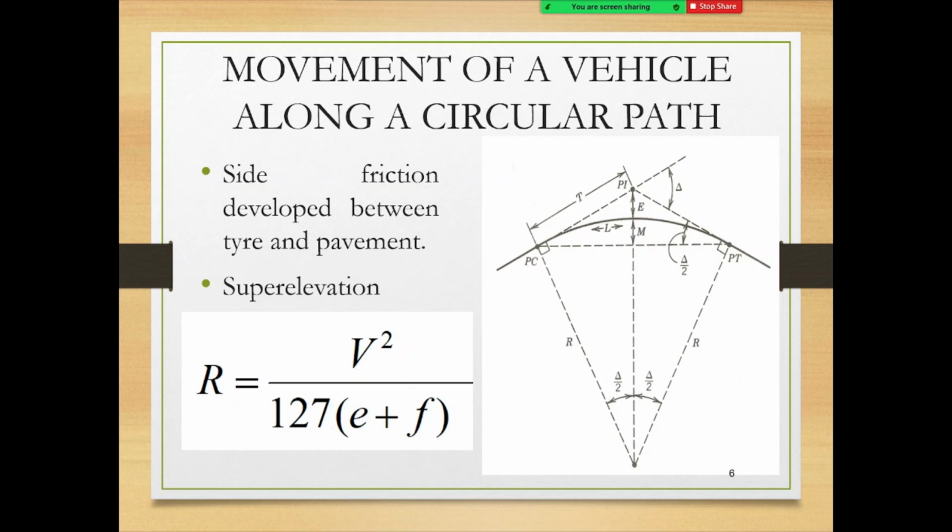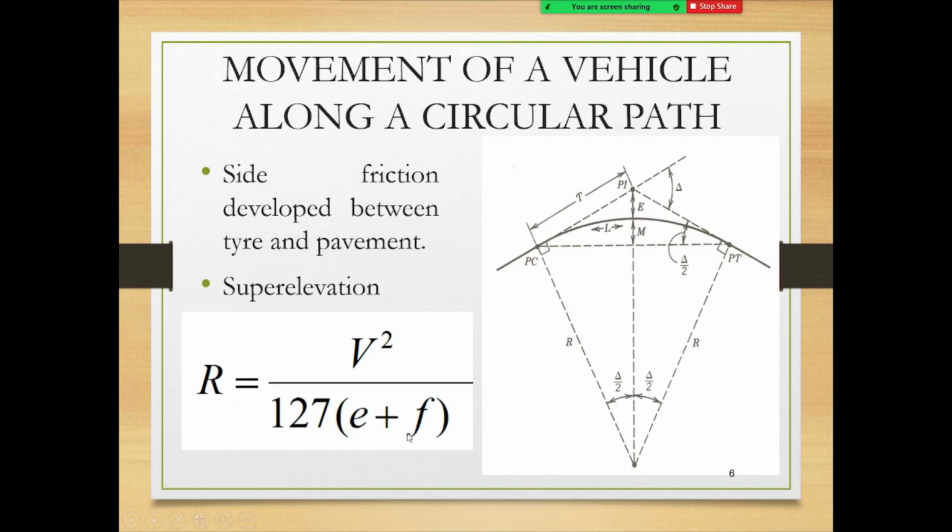Now don't think that when you go to your village, where there is a gravel road, and the gravel road is curved, that curve is designed with this equation. No. But if the road is a national road or an expressway or whatever, this is the equation. So what is this equation? R is the radius of the curve, and V is the design speed. 127 is just a number, and E is the super elevation.